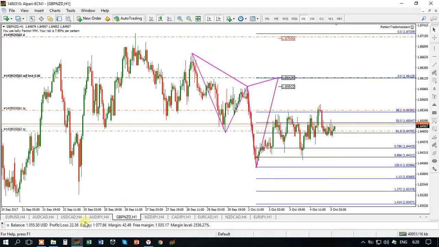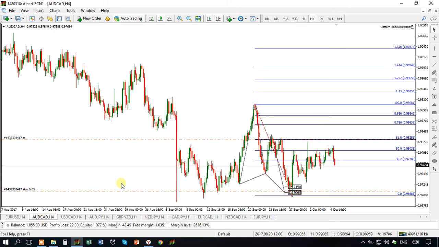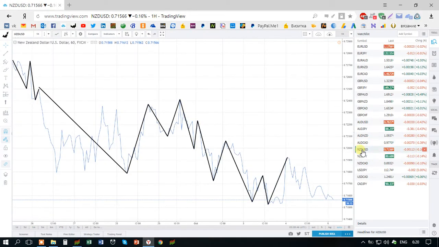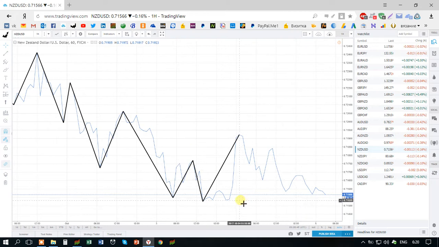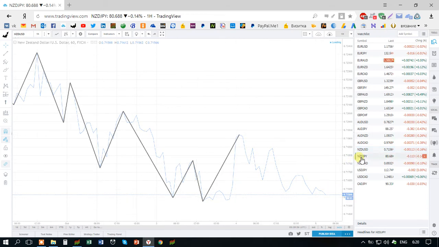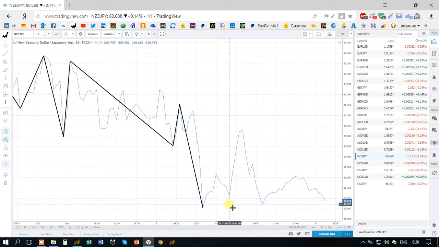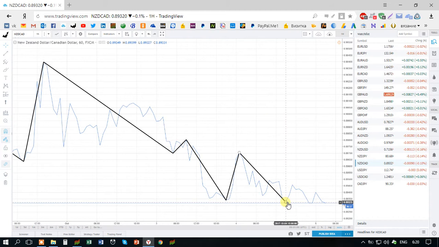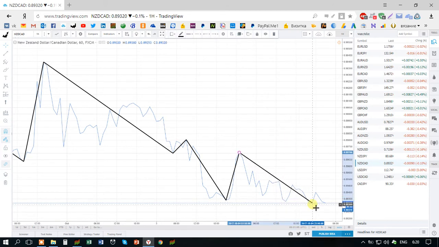Okay, Aussie Canadian. Here's the trades from my MetaTrader. Yes, I have deleted that already. Going next to New Zealand dollar, the most recent higher low is here, higher high is here. Until then, we break in the middle. Same, New Zealand Canadian. Maybe we get lower.